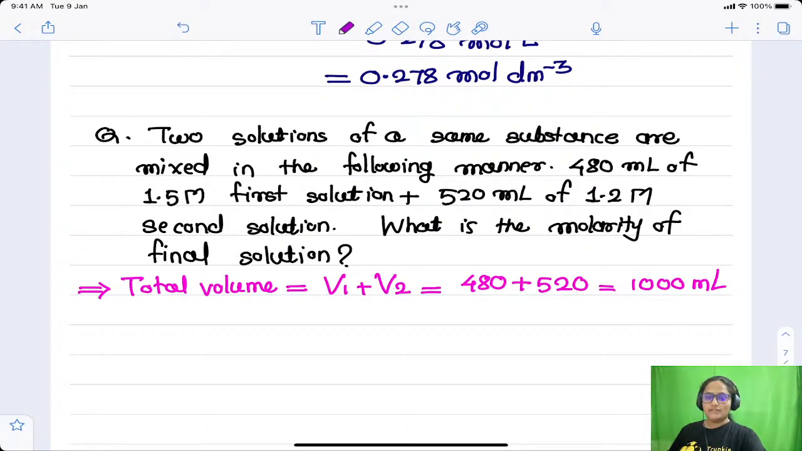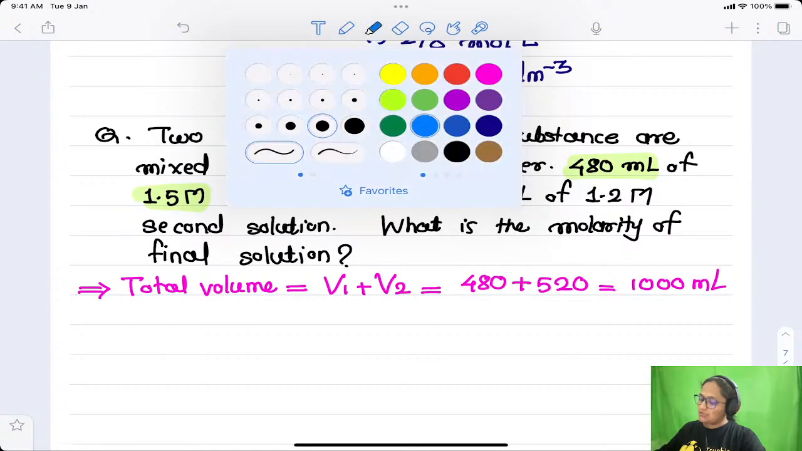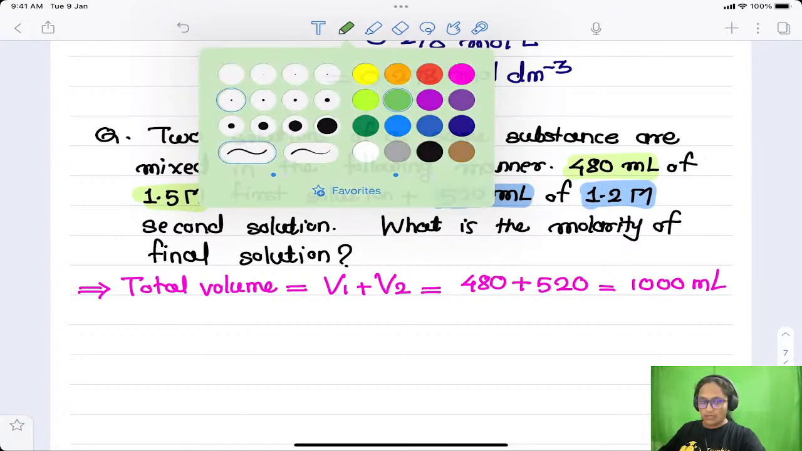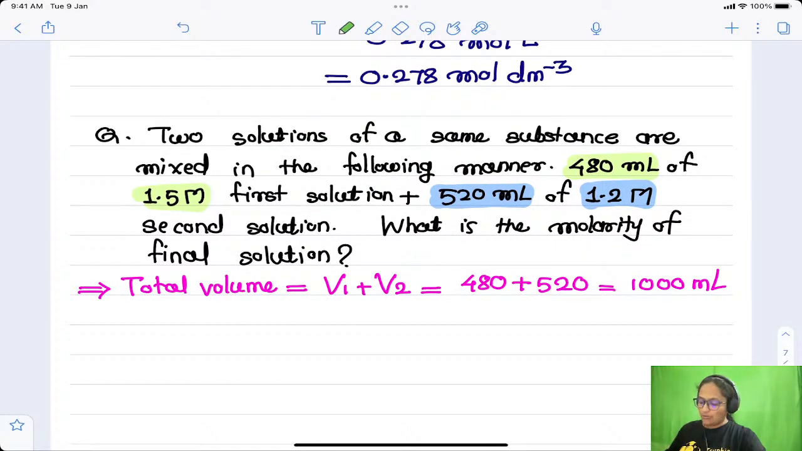Numerator, in case of the molarity formula, is the number of moles. Now I am going to tell you one more trick to find out the number of moles from the given information. What is the given information? For the first solution, its volume and molarity, right? And for the second solution also, its volume and molarity, right? So how to find out the number of moles? By using the volume and molarity, I am going to tell you.